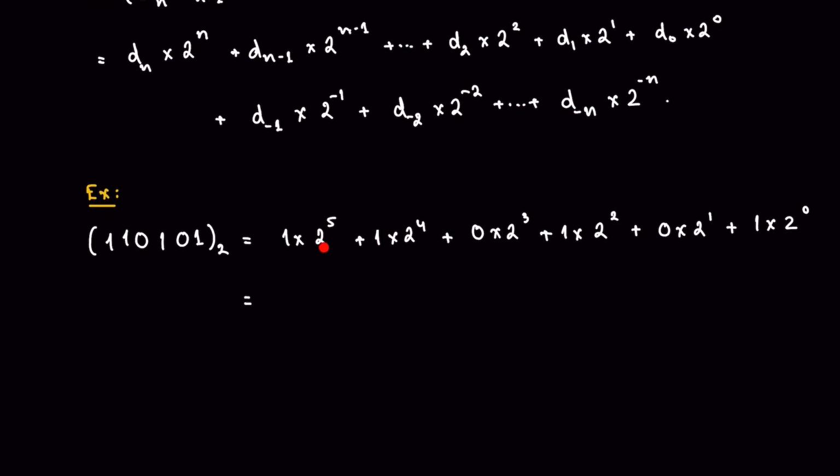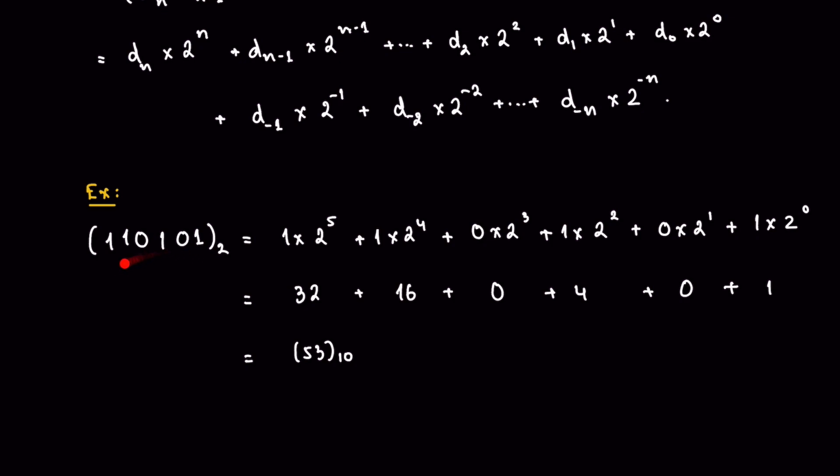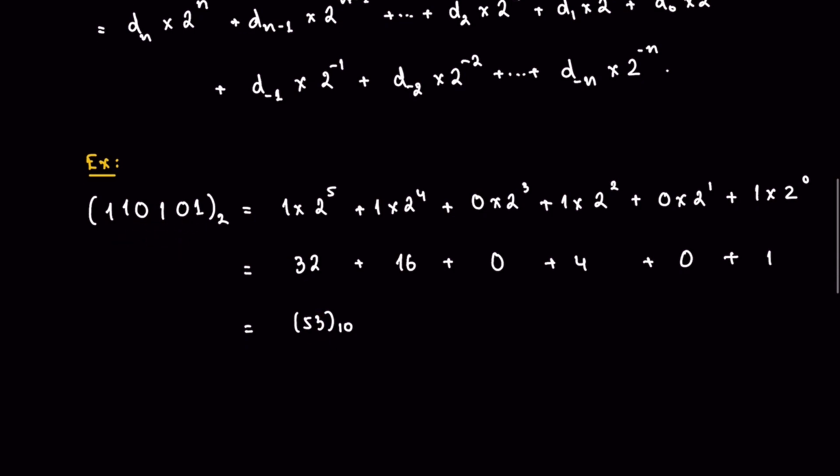For 1 times 2 to the 5th power, you have 32, plus 16, plus 0, because this is 0 times 8, plus 4, plus 0 again, then plus 1. And if you use a calculator, this comes down to 53, and this is in base 10. And this number right here in binary system is equivalent to 53 in base 10.